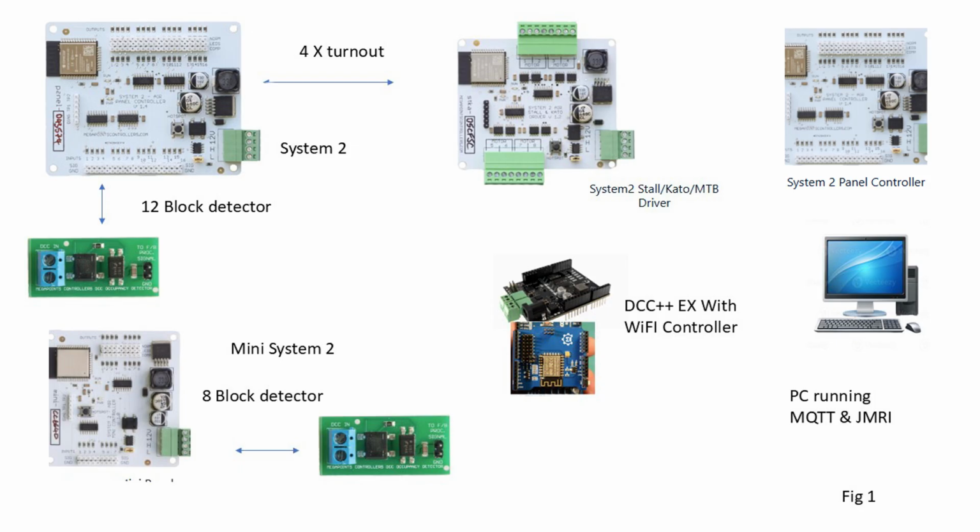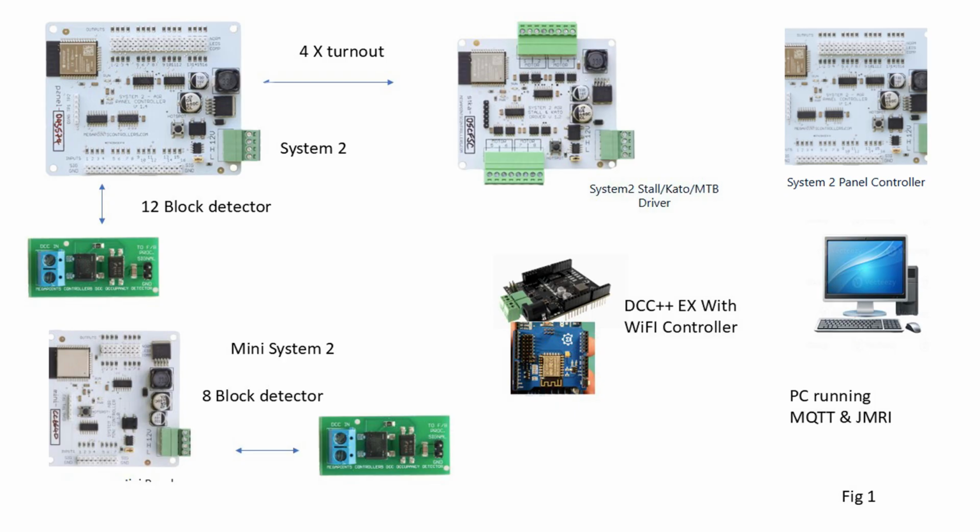And they're great to deal with. Here's what I've chosen to use: a System Panel 2, a System Mini Panel 2, a System 2 Stall and Kato block detection. The beauty of this system is that the panel controllers, be it Mini System 2 panel or System 2 panel, talk to each other via Wi-Fi. Yes, no wires, Wi-Fi. Fantastic.